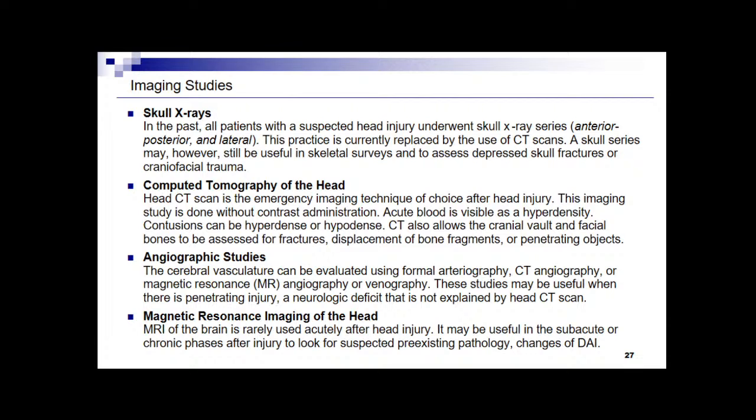And this imaging study is done without contrast examination. No injection, no contrast needed intravenously. You must prescribe native computed tomography of the head. Acute blood is visible as a hyperdensity area, for differential diagnostics of hypodense and hyperdense intracranial formations.